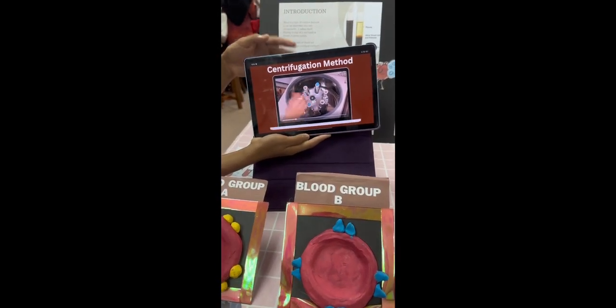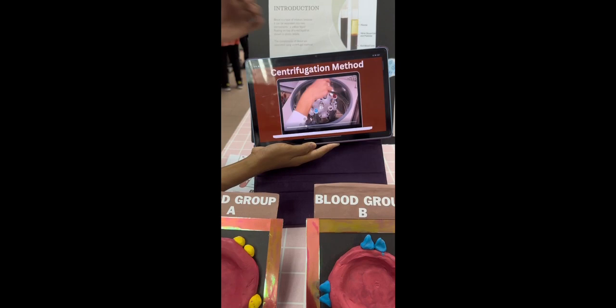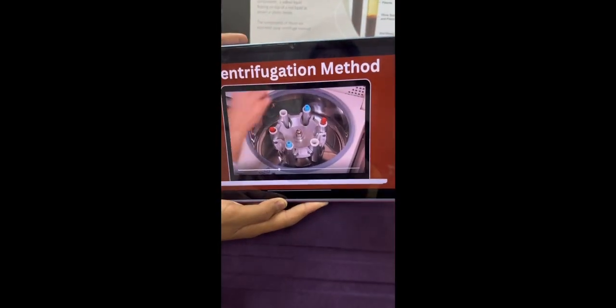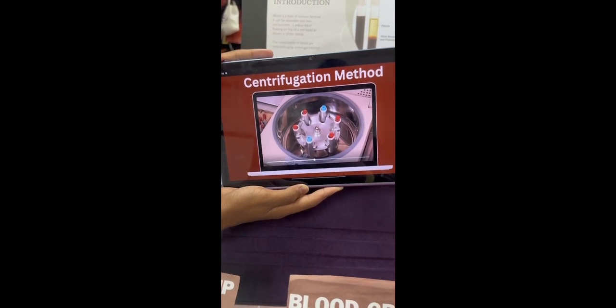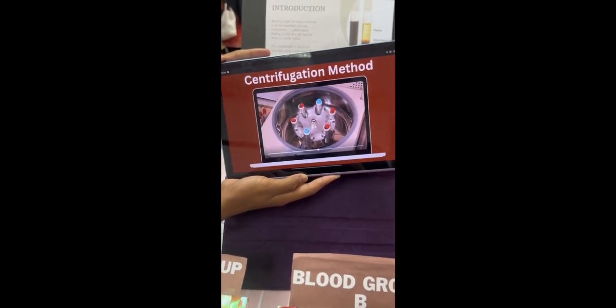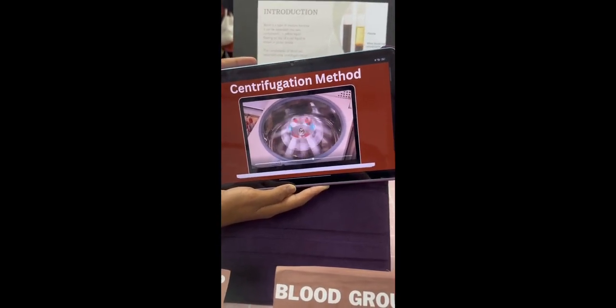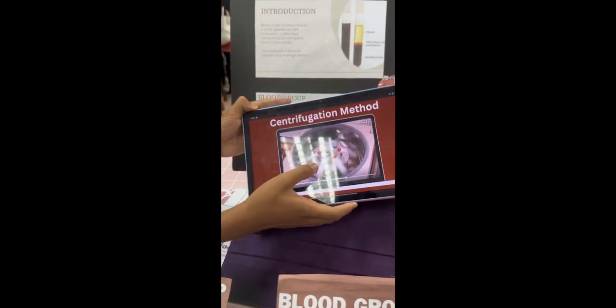such as plasma and red blood cells from a sample of blood. In a lab, tubes of blood are loaded into a centrifuge in pairs. Samples are loaded in opposite positions to help balance the centrifuge. The spinning forces the heavier components, such as red.